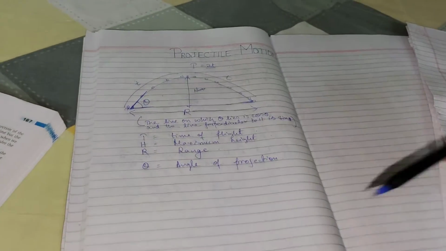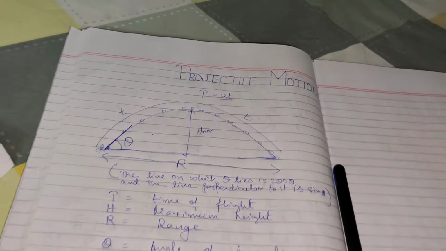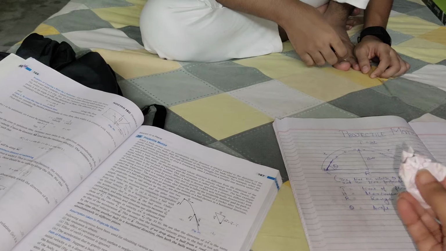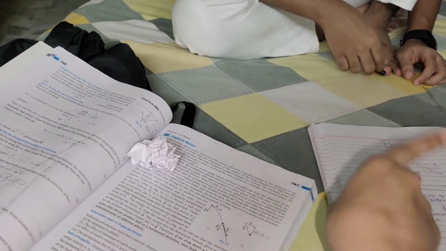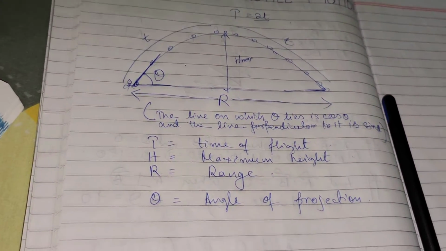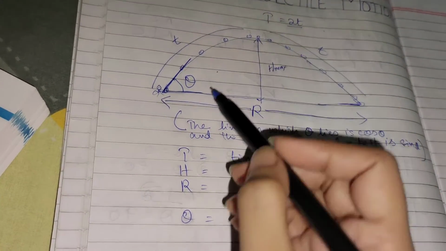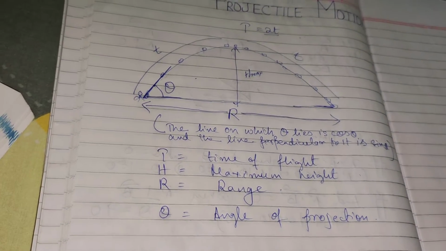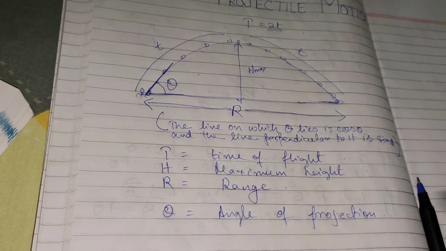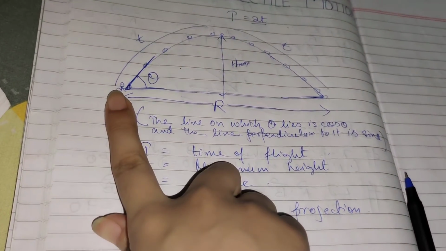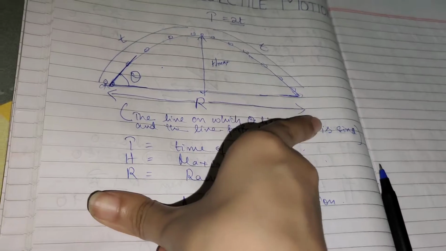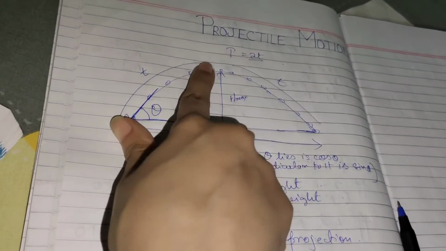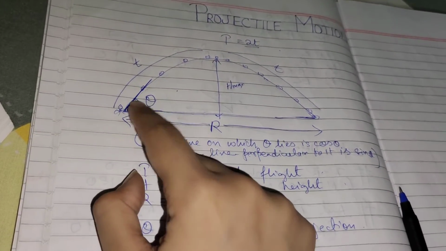I'll just do a demo. See, if I'm throwing it, this kind of motion is called projectile motion. All right. So the main terms for projectile motion: the time of flight. What is the time of flight? The total time taken by any particle to go from one end to the other is called the time of flight, T.